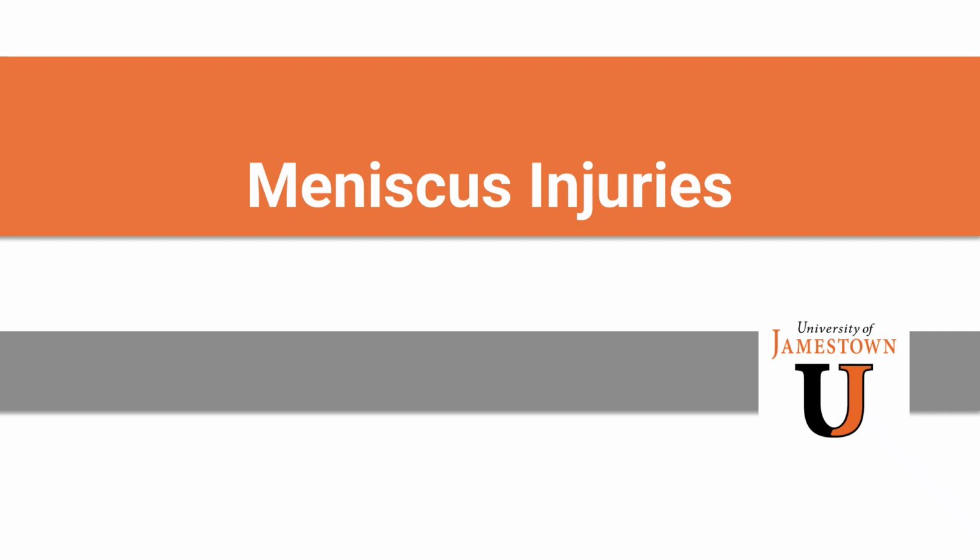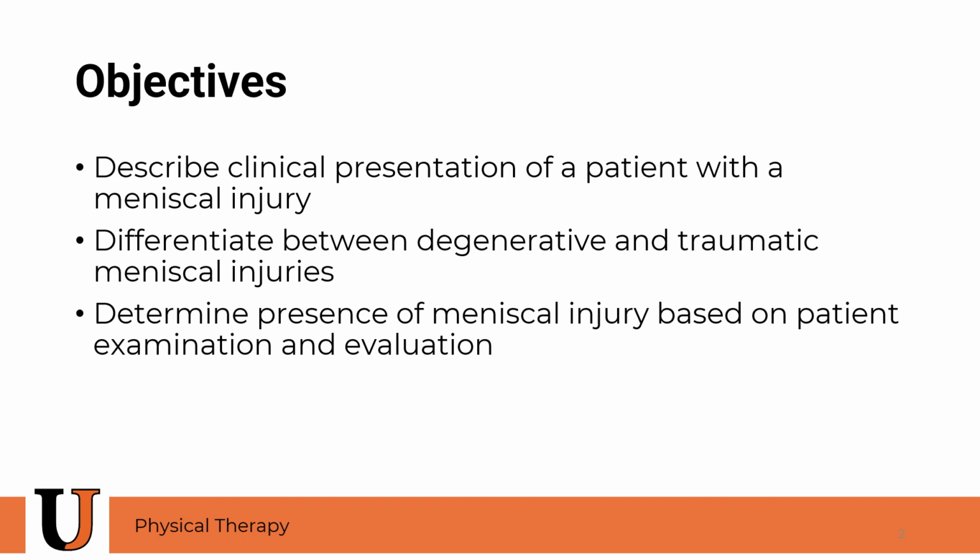In this lecture, we're going to be discussing meniscus injuries. We want you to be able to describe the clinical presentation of a patient with a meniscal injury, differentiate between degenerative and traumatic meniscal injuries, and then determine the presence of meniscal injury based on the patient examination and evaluation, along with the coinciding treatment.